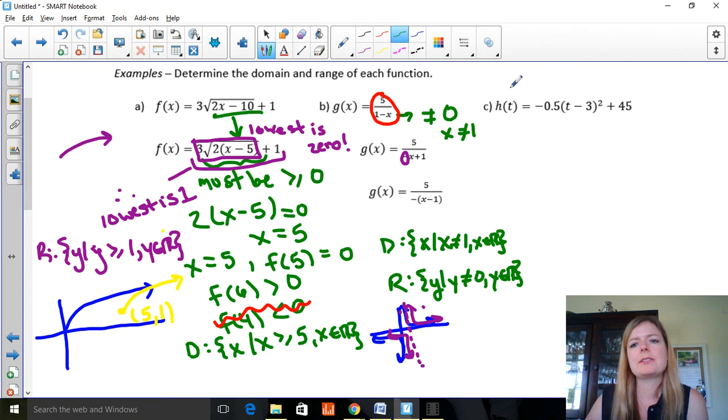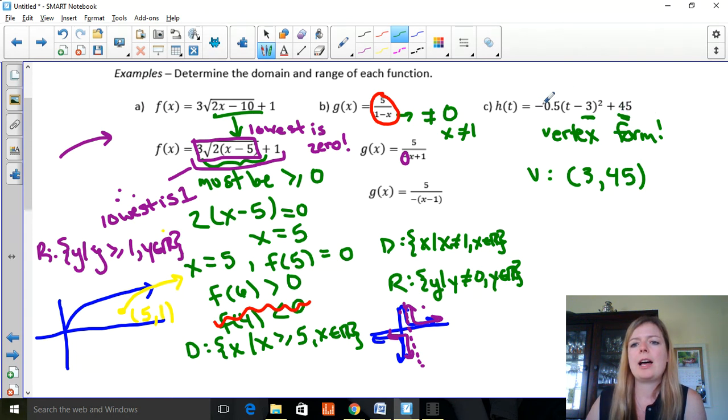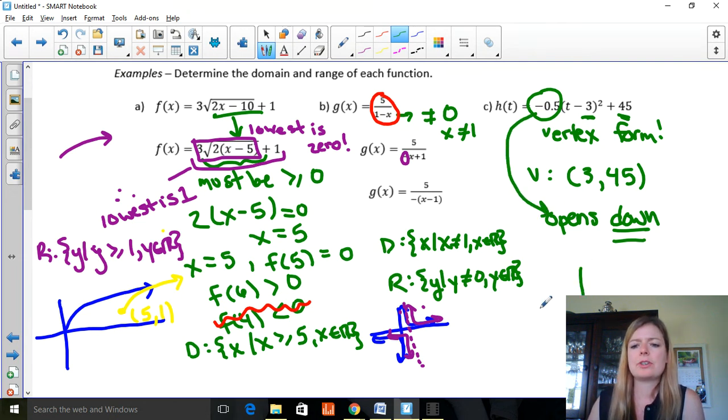Okay, last one, this is a quadratic. So notice that it's in vertex form. This is a huge help because we see that the vertex is 3, 45. Okay, 3, that's the x value, 45, that's the y value. But we also notice that it opens down. That's a huge thing. Okay, see this? It opens down since your a value is negative. So therefore, if you draw a quick little sketcheroo, okay, 3, 45, and then it opens down.